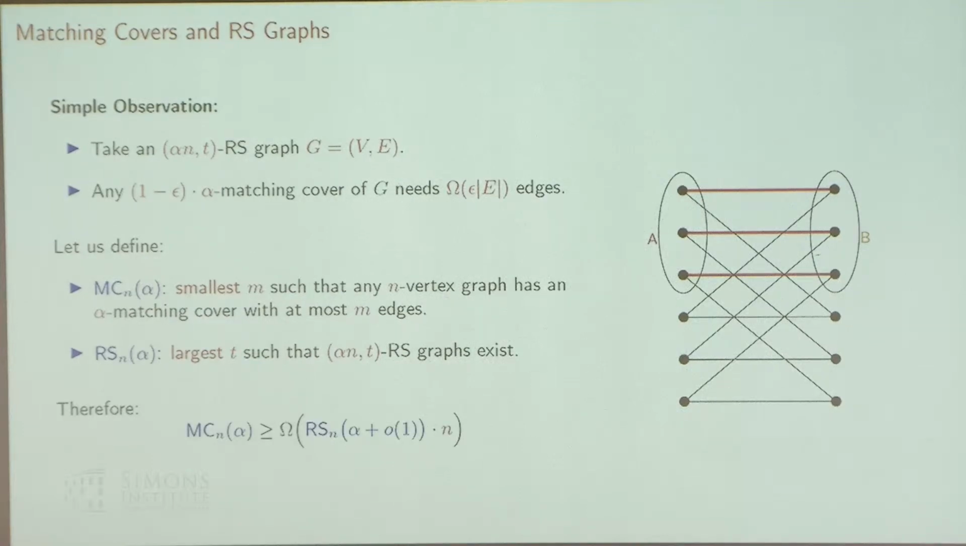But the trivial observation here is that basically, if you want to cover a graph with parameter alpha, we better use at least as many edges as the densest RS graph with parameter alpha, maybe a little bit more than alpha. And multiplied by n, because this is the number of matchings, we have to multiply it by the size of each matching. So pick the largest T such that you can pack T many induced matchings in the graph.